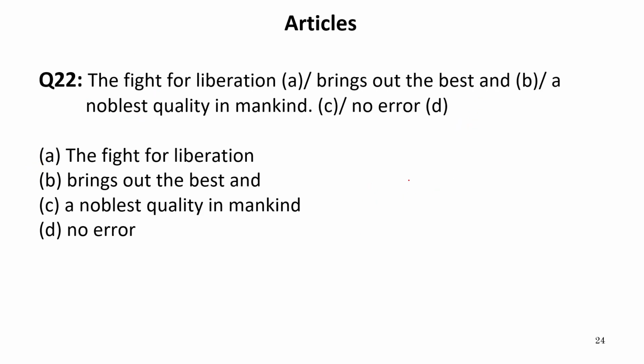Now let us move to the next one. The fight for liberation brings out the best and a noblest quality in mankind. So best is a superlative degree before which we have used the, and before every superlative degree we use the. This is noblest. This noblest is again a superlative degree. We should use the before it, not A. Therefore, this A should be replaced with the. So the correct sentence is: the fight for liberation brings out the best and the noblest quality in mankind. Therefore, the error is in part C. So our answer is C.